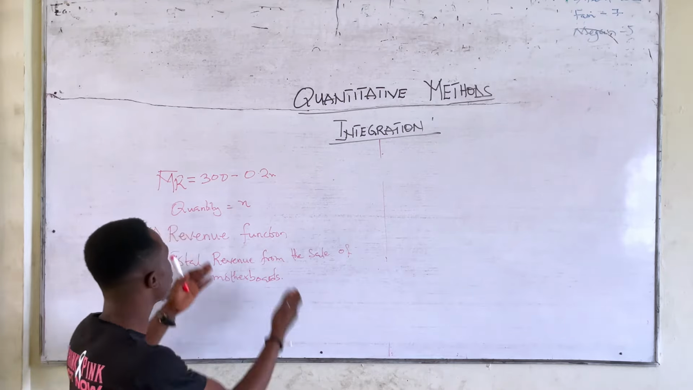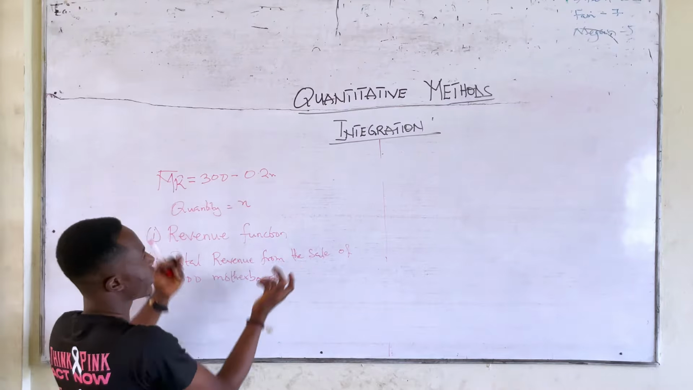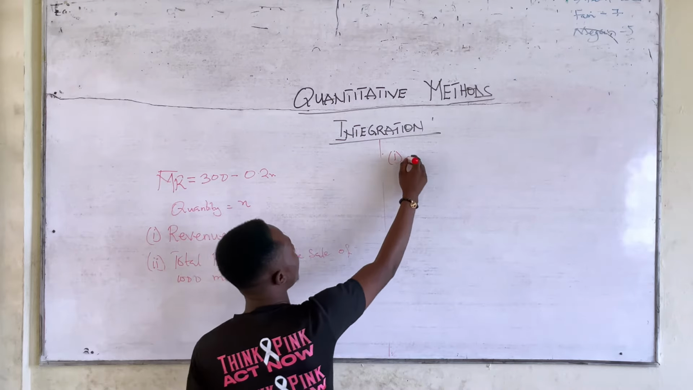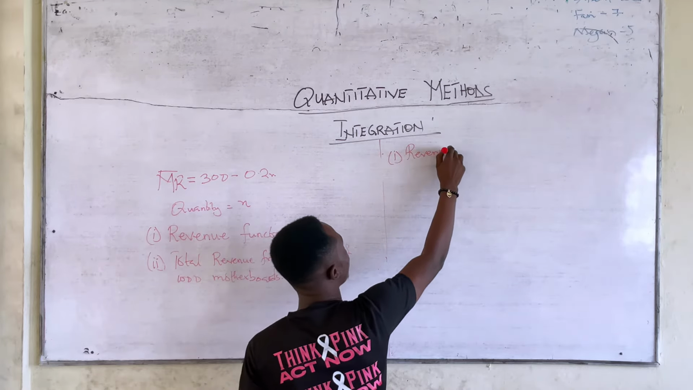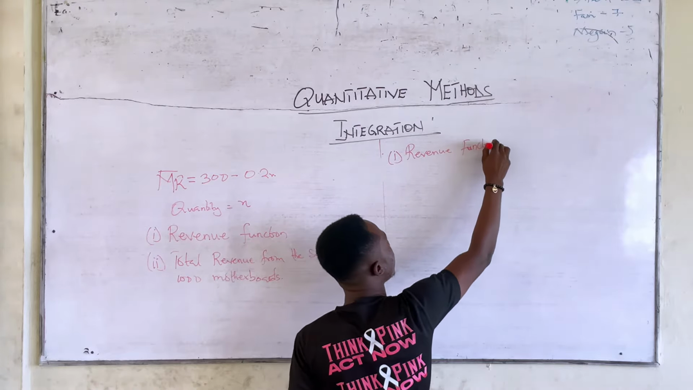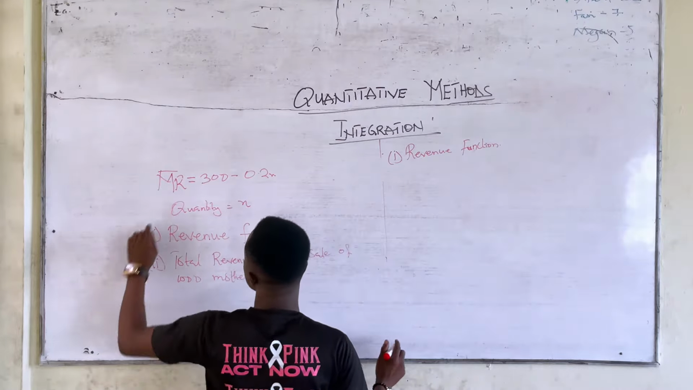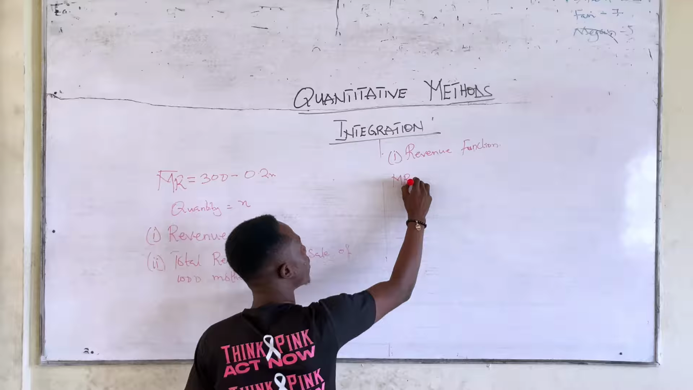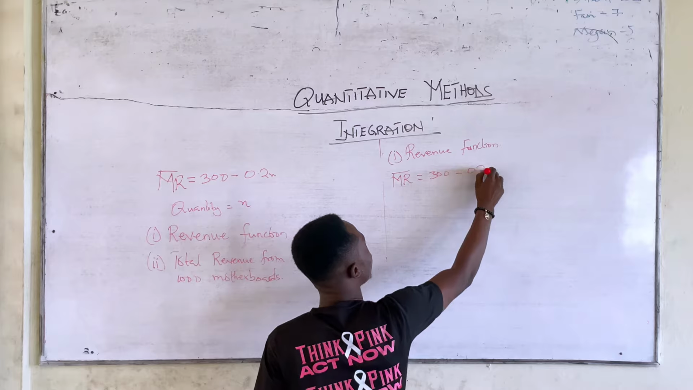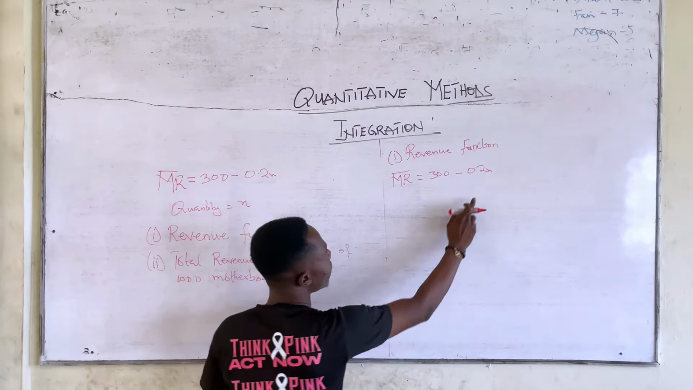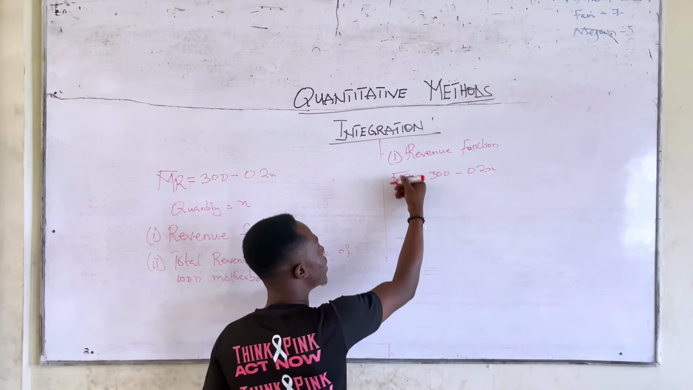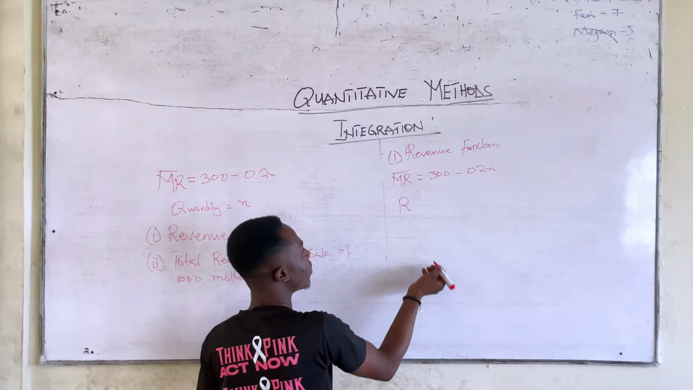Okay, so it's very simple. You know how to integrate a function like this. So we say (i) revenue function. With this revenue function, we write our marginal revenue equals 300 minus 0.2x. And so we are going to integrate it. When you integrate it, you get revenue, not marginal revenue. So you get revenue.